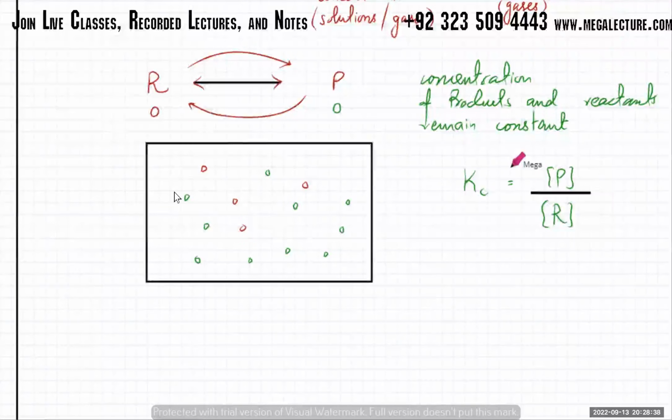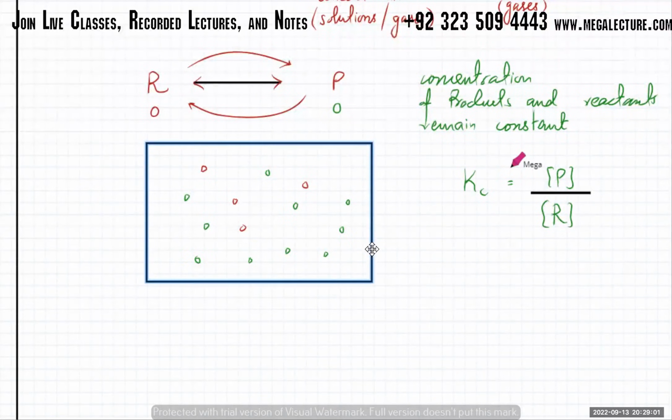In this case, how many products are there? That's 1, 2, 3, 4, 5, 6, 7, 8, 9, 10. There are 10 products. And how many reactants? That's 1, 2, 3, 4, right? So what ratio will it be, roughly? Let's ignore the rest. It's 10/4 right now, right? And that ratio will be maintained, because at the same time there's a forward reaction, there's a backward reaction as well. So that ratio will be maintained.